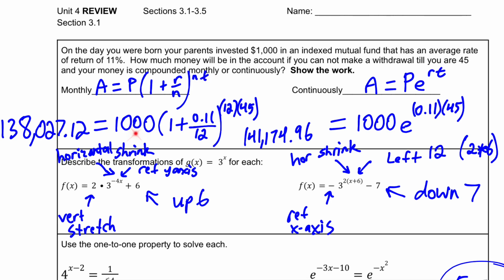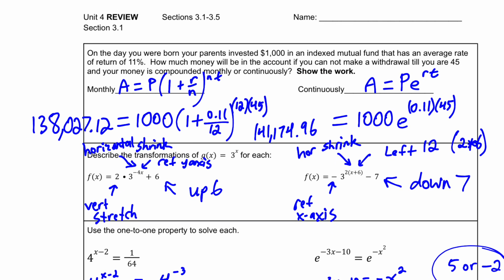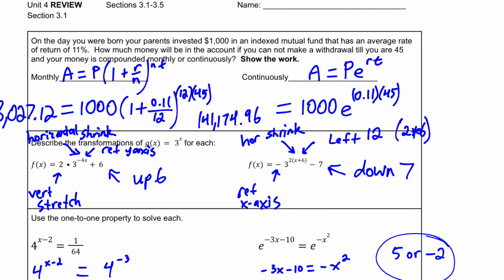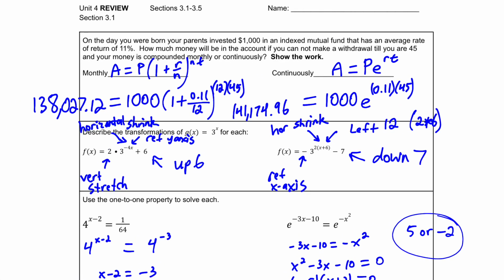So we'll plug in 1,000 for the principal, plug in 0.11 for our rate, we'll plug in 12 for the compounded monthly part, and 45 for the years. So if you wait 45 years, $1,000 turns into $138,000 at an 11% interest rate. If we take the same thing but we look continuously, so we use this formula, P e to the r t, and we use e and our rate and 45, it's a little bit higher because we are compounding continuously instead of monthly.